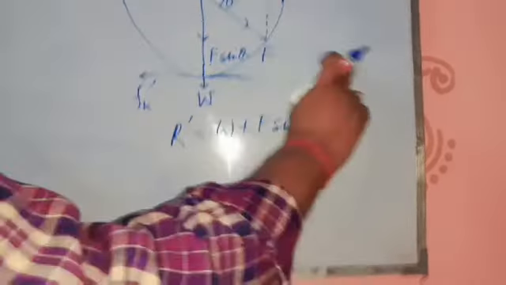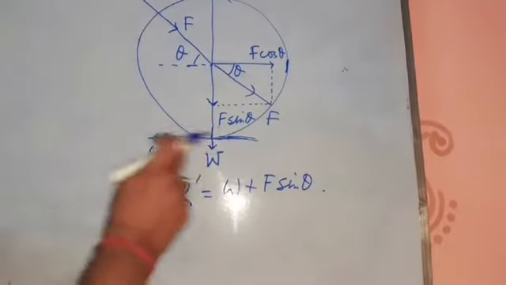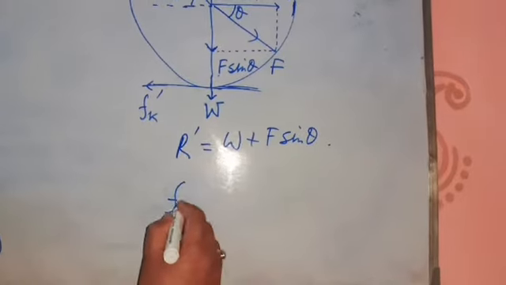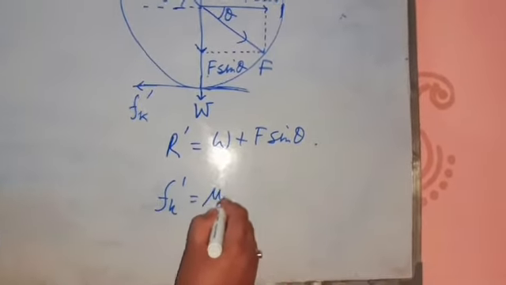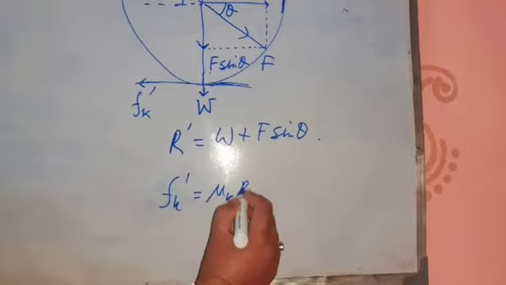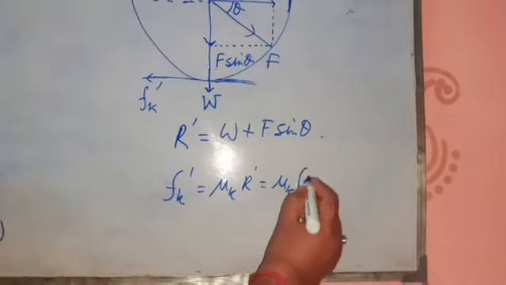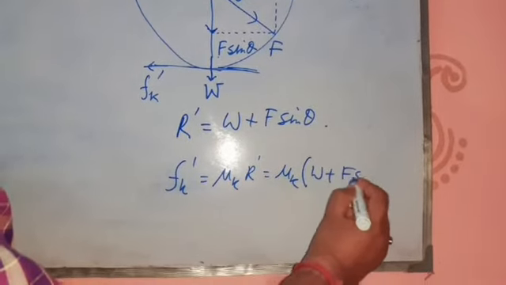Okay. Now as it is moving this side, kinetic friction will be on the back side. So Fk dash equals, we know that, mu k into R dash. So mu k into R dash. R dash means what? W plus F sin theta.